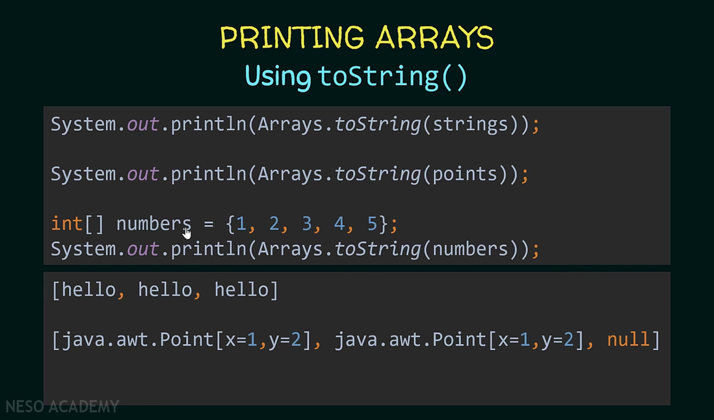Now suppose that we create another array. It is an array of integers and it is called numbers, and it is equal to this array over here. After that, I'm printing arrays.toString and I'm passing this numbers array. So this will be the output. So as you can see, it is easy to print arrays using this toString method. We don't need to use a loop.